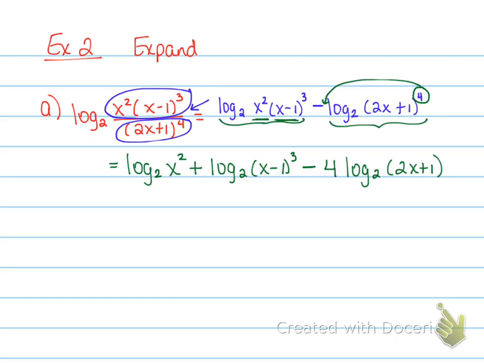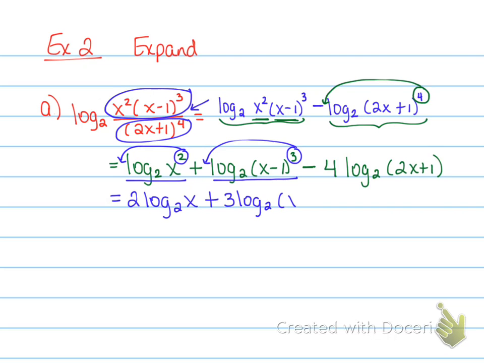Now, can we do anything else? Yes, we can. Notice when we look at this first log right here, we have an exponent. So let's move it in front of its log. So we got 2 log base 2 of x plus, same thing on the second log, we've got that exponent of a 3, so we can move it in front of its log. So 3 log base 2 of x minus 1. Now keep the x minus 1 in parentheses because it goes together. We got to show that it stays together.